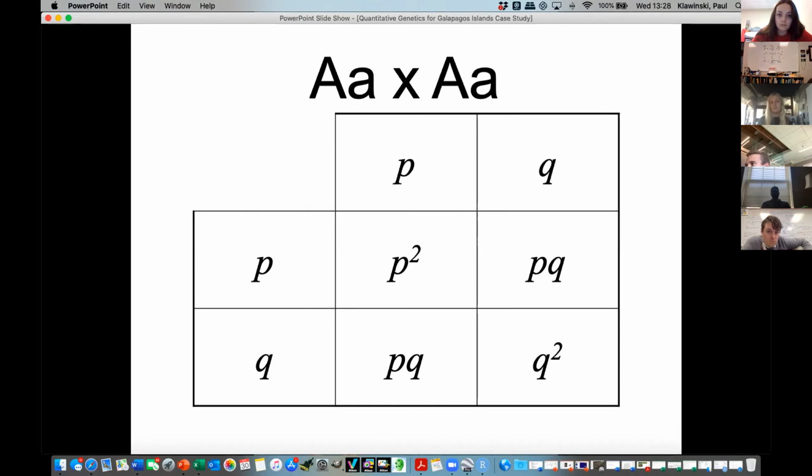I forgot to add the equal part. Anybody? What's the sum of those? This is the easiest fractional math in the world. It adds up to 1. So 4/4 is 1. So this thing should always add up to 1, because that's everybody in the population.